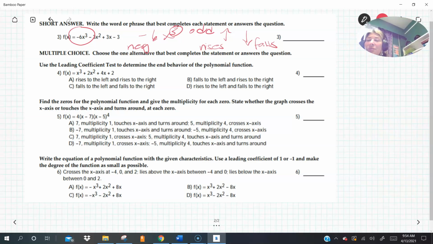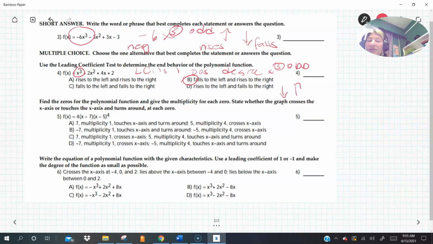More of the same with problem number 4. We look at our leading coefficient, that's x to the 3rd. The leading coefficient is 1, that's positive. The degree, x to the 3rd, that's an odd number. Positive odd falls on the left and rises on the right. Therefore, the answer number 4 is B.